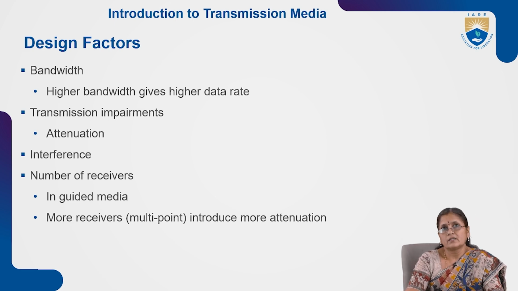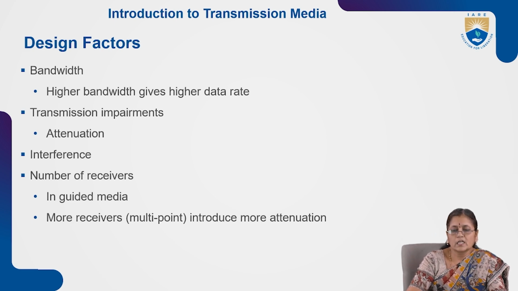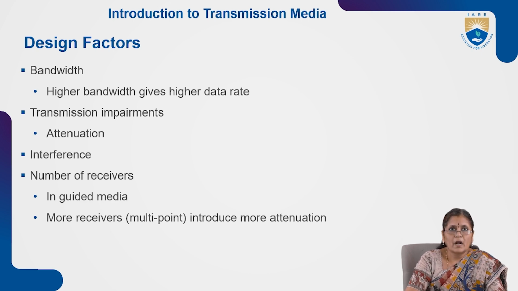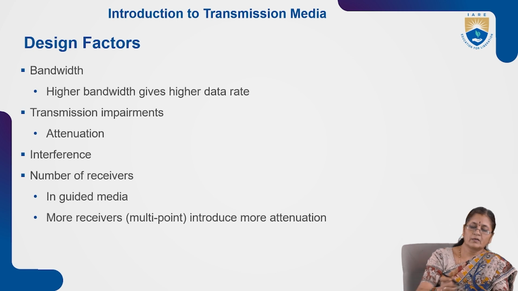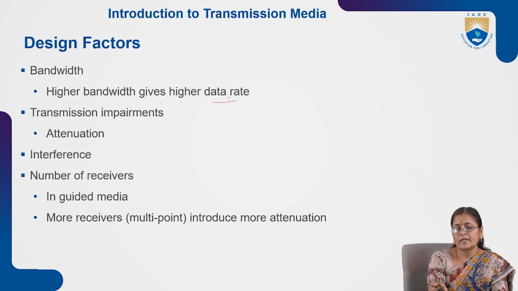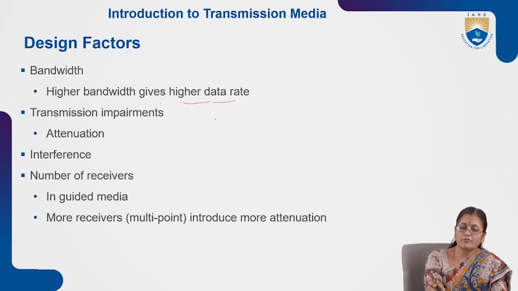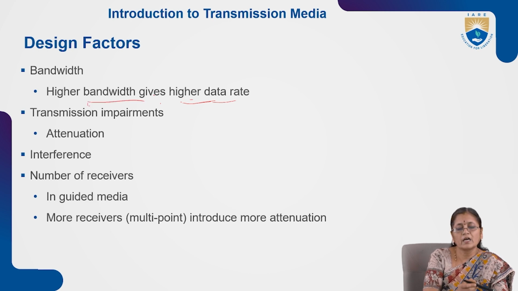So there are several design factors for transmission media. What are the design factors? Bandwidth. The width of the band should be higher, as it gives a higher data rate. What is the data rate? The number of bits transmitted per second is the data rate. So a higher data rate will be achieved by using higher bandwidth.